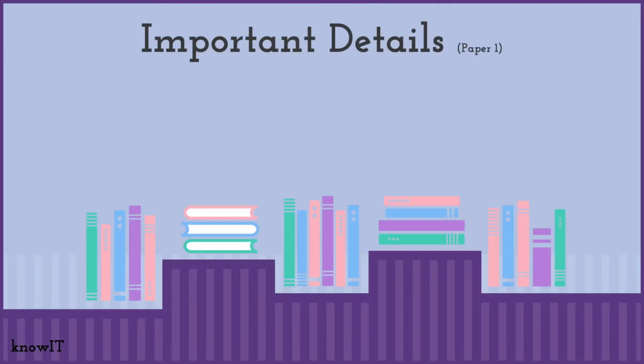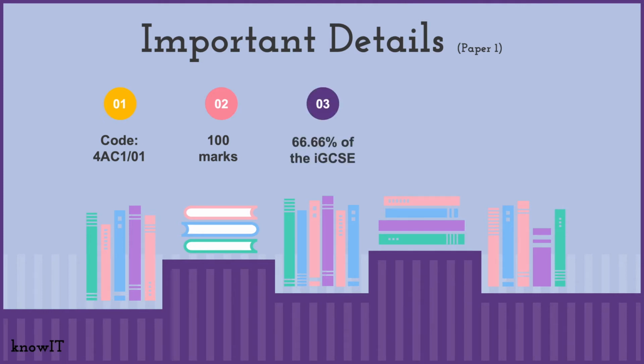Now here are some important details about paper 1 specifically. So to begin with, there's the code, which is not really important, but it's something you should know. And then the marks for this paper is 100 in total, and this constitutes 66.66% of the total accounting iGCSE. Next, this paper is 2 hours long, and it's also known as the Introduction to Bookkeeping and Accounting paper. Moving on, let's look at the sections of the paper.